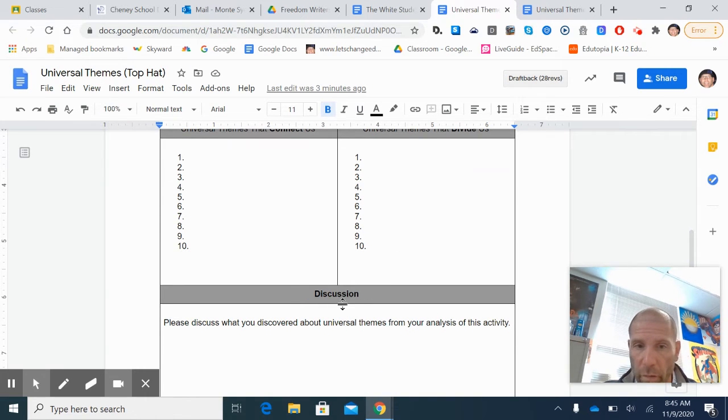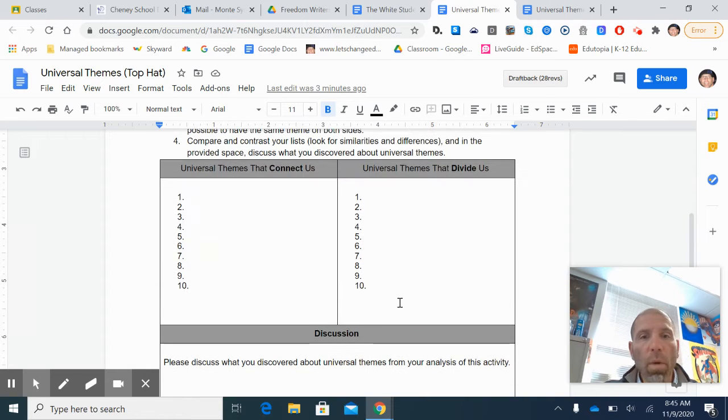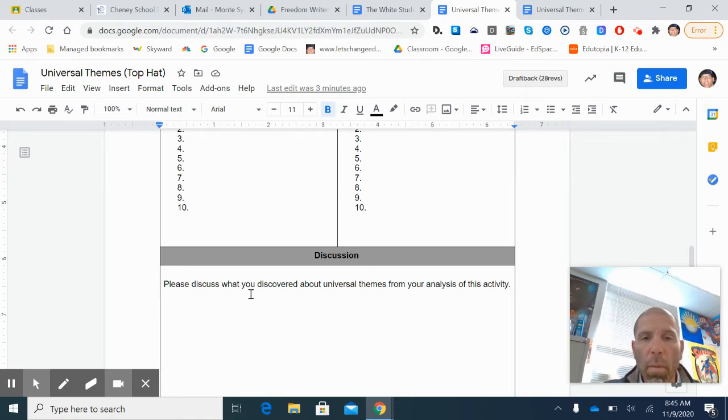Then down here for the discussion, please discuss what you have discovered about universal themes from your analysis of this activity. What have you learned or discovered about universal themes? Please take a few moments down here and discuss what you have come up with. Again, it's not about being right or wrong. It's about simply discussing what is.